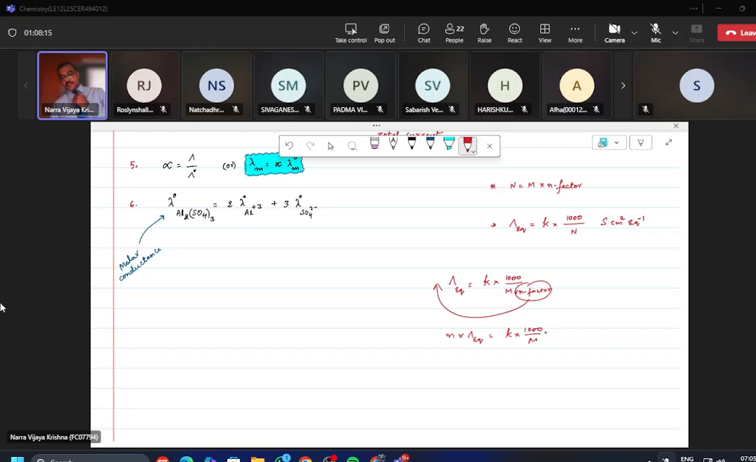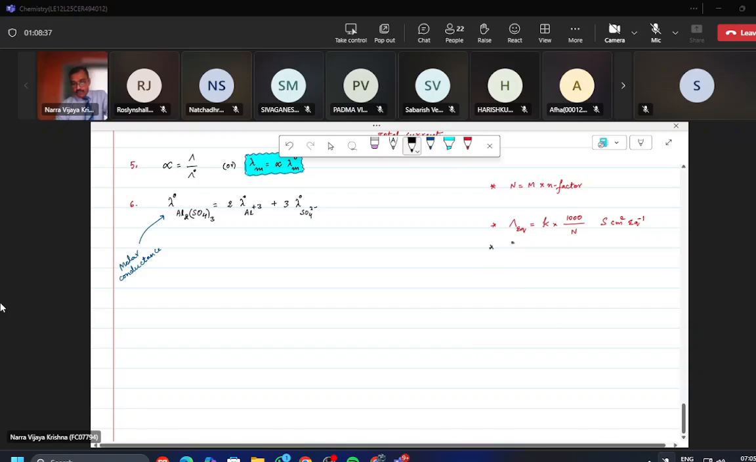What will we write this as? Lambda, molar conductance, right? So what can we write? Molar conductance equals equivalent conductance into n factor. Correct? So I am writing the same: molar conductance equals equivalent conductance into n factor. Correct?